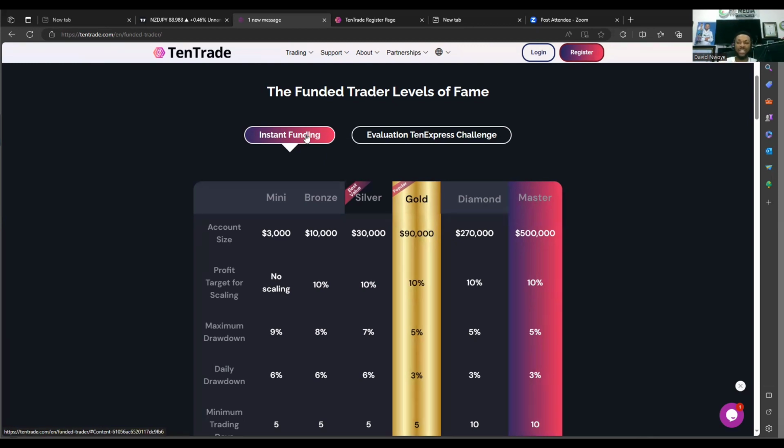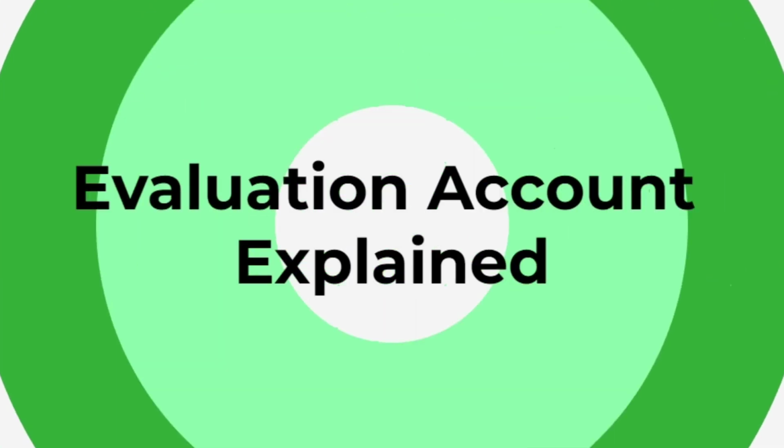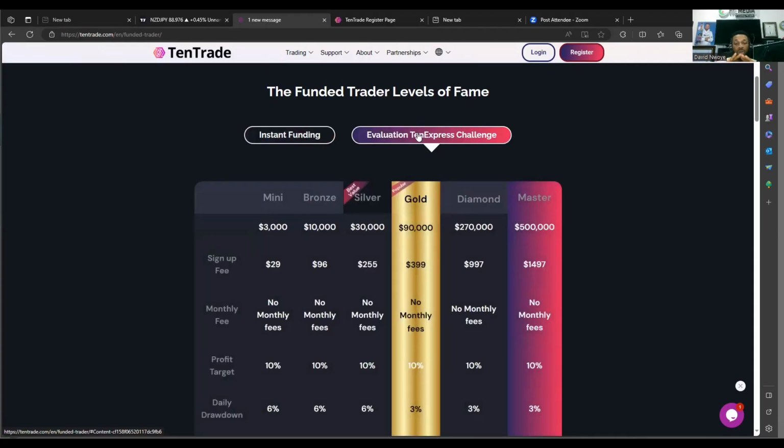The beautiful thing I love about Tentrade is the simplicity. With instant funding, just in case you don't want to pass through tests and you just want to get a live account, you can get it from instant funding. But I'll start my explanation from the evaluation, because we have diverse categories of persons in their finances. So whatever category that you are, there's an account for you.